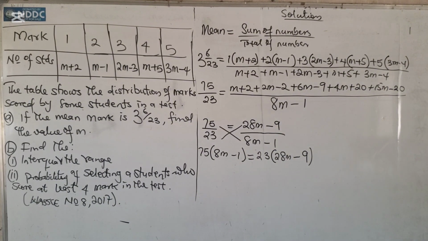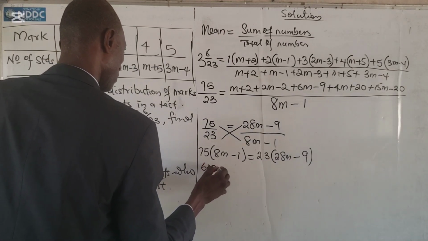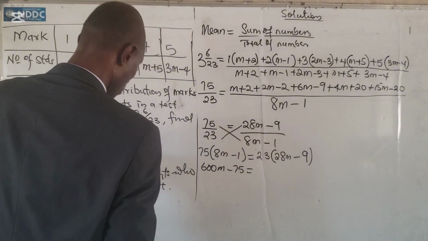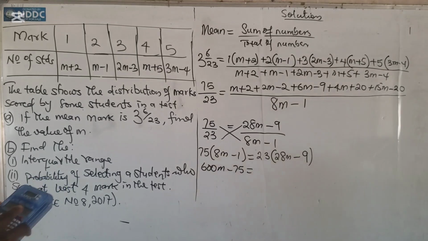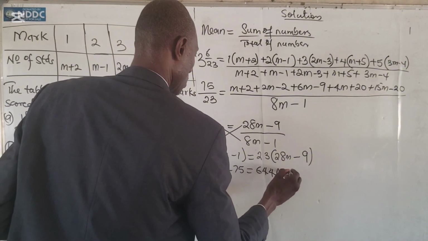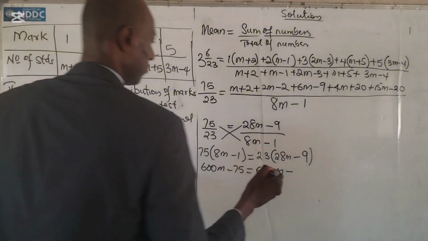75 times 8m gives us 600m. 75 times 1 gives us 75. Now, 23 times 28m is 644m. What is now 23 times 9? 23 times 9 is 207.